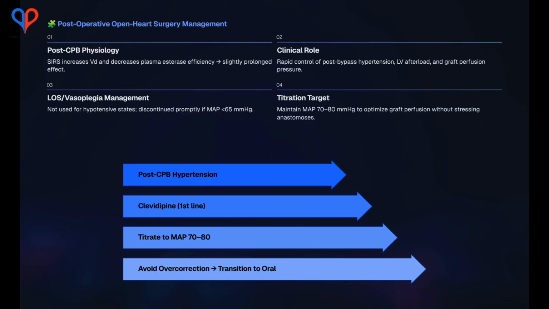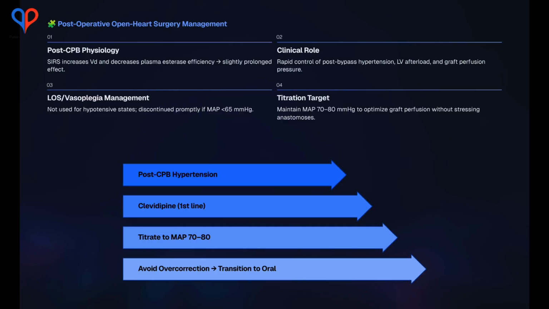Following cardiopulmonary bypass, systemic inflammatory response and hemodilution alter drug distribution and protein binding. Clevidipine's rapid metabolism by plasma esterases makes it remarkably stable in this context, avoiding the unpredictable clearance seen with other agents. In the setting of vasoplegic shock, clevidipine should be withheld, as its pure vasodilatory profile can worsen perfusion.